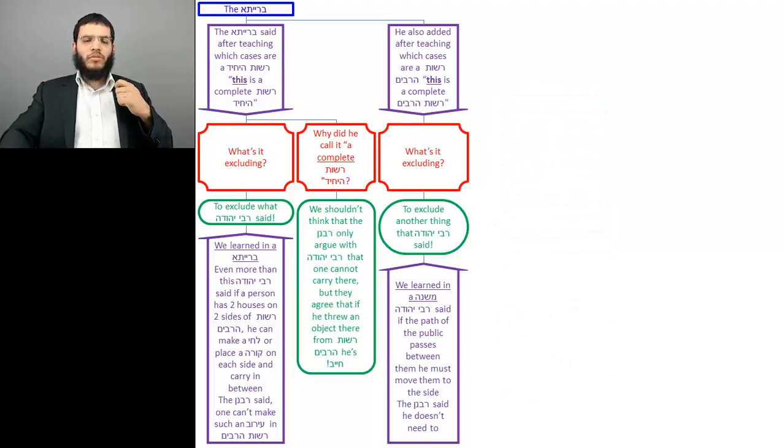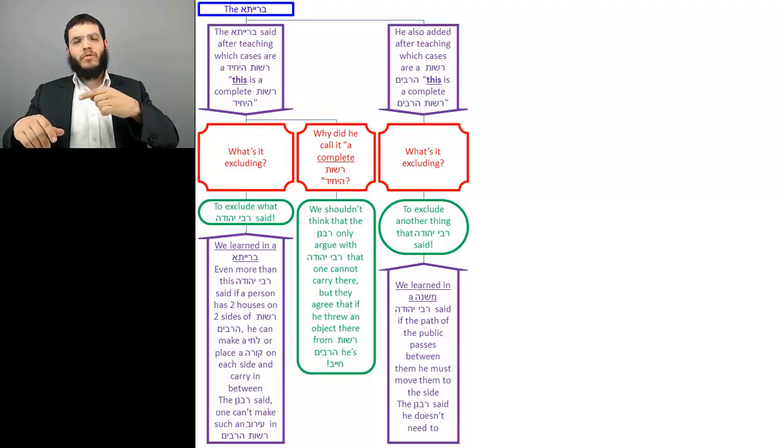So what our Mishnah means to say, to exclude, when it says Zuhi Rishus HaRabim, these cases are Rishus HaRabim, but not that case where there were 4 posts and the public went through. That area is not a Rishus HaRabim. The Brisa is disagreeing with the opinion of Rabbi Yehuda.